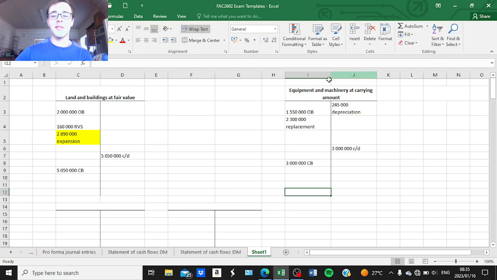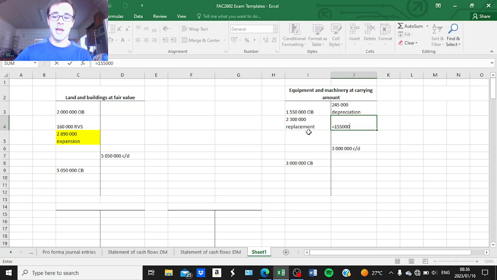So the balancing figure in this general ledger account, which will be on the credit side, will be the disposal at carrying value, okay, in respect of the machinery that was sold. All right, so that amount will be calculated by taking the opening balance of 1.55 million rand, adding the replacement value of 2.3 million rand, and then we will subtract depreciation of 245, and finally the closing balance that was carried over of 3 million rand. You should arrive at an amount of 605,000. So this was the carrying value of the machine that was sold during the year on the date of sale.